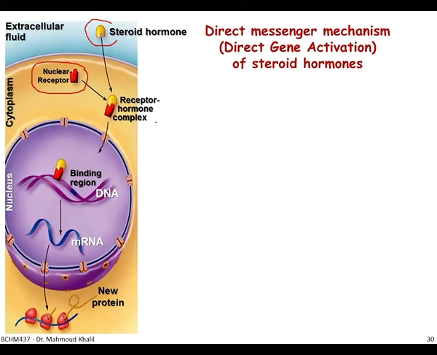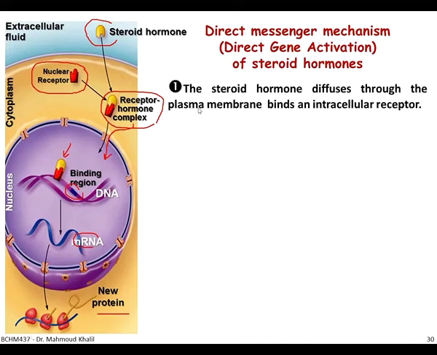Once the receptor hormone complex is formed, this ligand nuclear receptor complex will migrate through the nuclear pore inside the nucleus, and it will bind to a specific region on the DNA. It will promote the transcription of a specific gene into messenger RNA that is soon transported outside to the cytoplasm to generate a new protein. So this is basically a summary of the mechanism of action of steroid hormone.